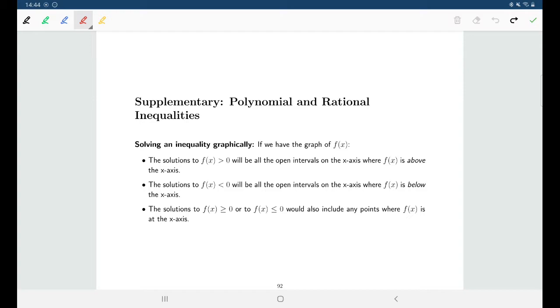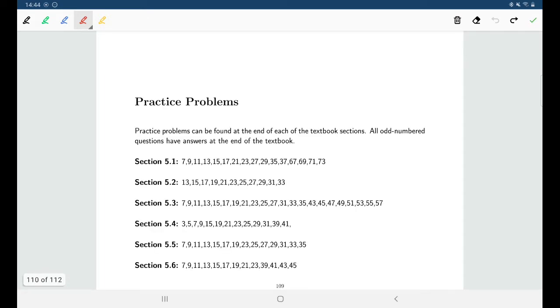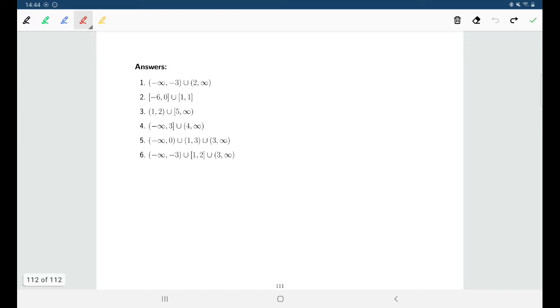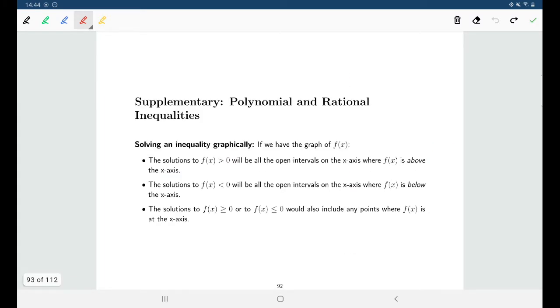Before I get too far into this, I just want you to note that it says here supplementary, and it says that because this is not actually a section in the textbook itself. If you're having a look at the course notes, if we were to flip towards the very end of the course notes for this chapter, you'll notice that after the practice problems that are in the text from 5.1 through 5.6, there are extra practice problems for that supplementary section here, solving these inequalities. And I've got the answers following on the last page. So just be aware that we do have practice problems for this section along with solutions to it.